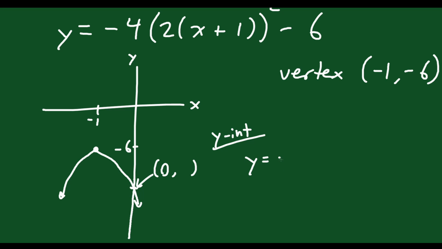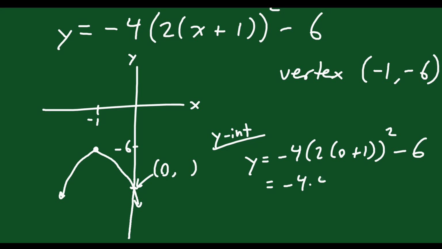So y equals negative 4 times (0 plus 1) squared minus 6. I set x to 0 and solve for y. 0 plus 1 is 1. 1 times 2 is 2. 2 squared is 4. So I get negative 4 times 4 minus 6. Negative 4 times 4 is negative 16. Negative 16 minus 6 is going to be negative 22. So that's negative 22. So that's your y-intercept.